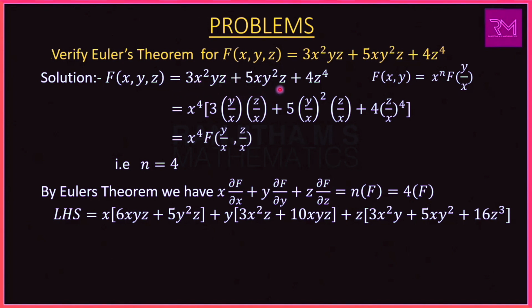plus 5xy square is constant, take as it is, into the differentiation of z, which is 1, plus 4 into the differentiation of z power 4, which is 4z cube. Hence we get 4 into 4 is 16z cube. This is the LHS of the equation.